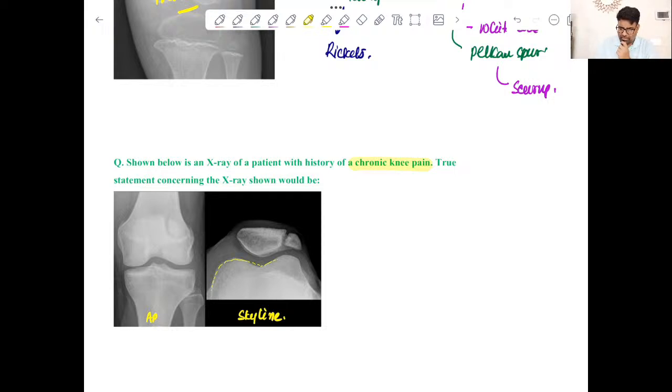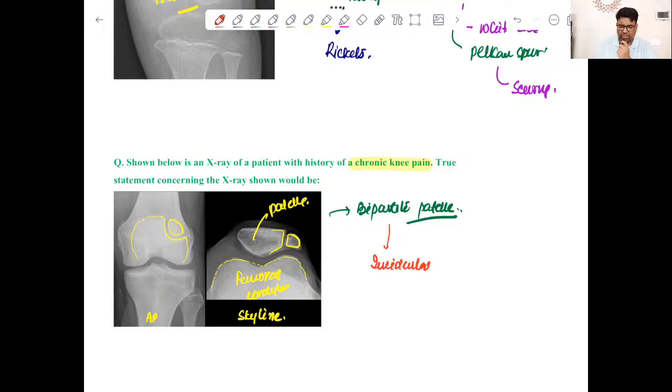So here you can see these are the femoral condyles, right? And this is of course the patella, and here this is the outline of the patella. You can see something like this. Similarly, if you look here, you can see something like this. Very good, Pragati. This is bipartite patella. Yes. So this is bipartite patella, and this is an incidental finding, right?